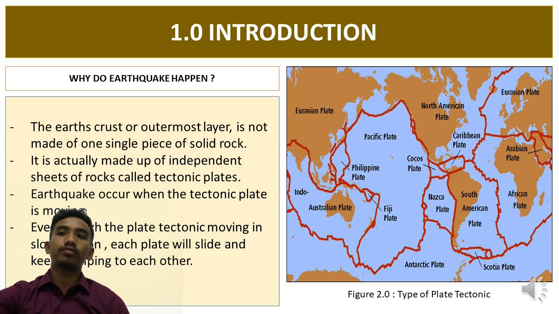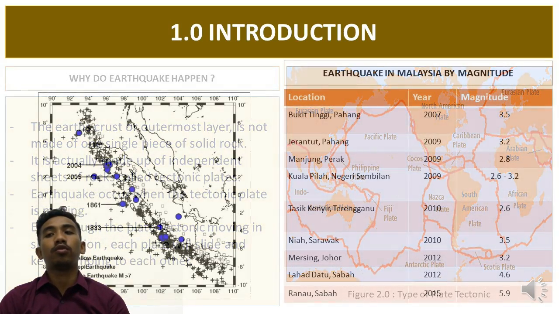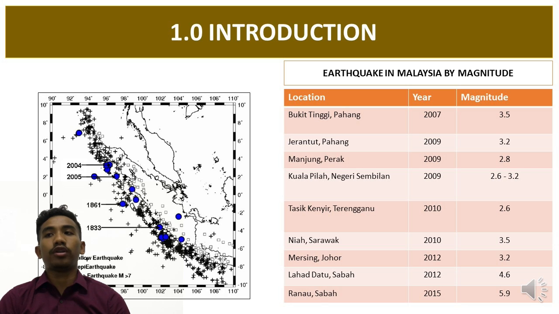Based on earthquakes that happened in Malaysia, the highest magnitude recorded in Peninsular Malaysia was at Kuala Pilah, magnitude 3.5 in 2007. And in East Malaysia, we have Ranau, Sabah, which happened recently in 2015, with magnitude 5.9.